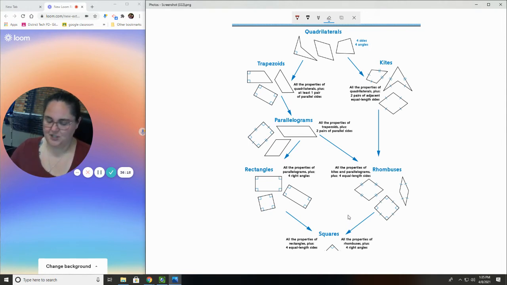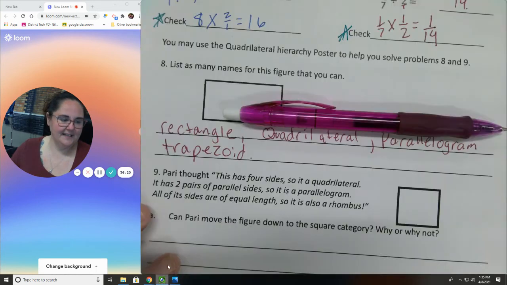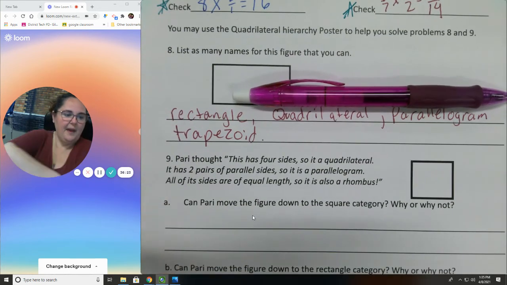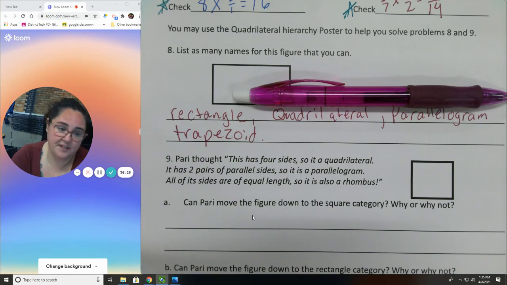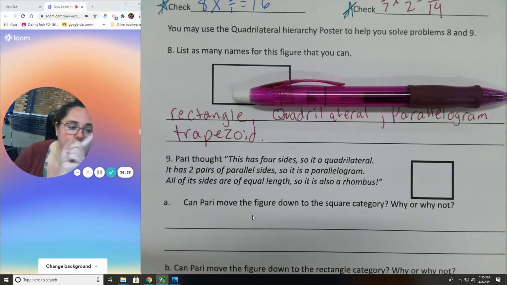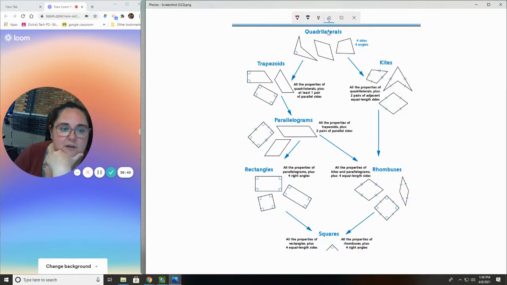The next question on our study guide. Perry thought, well, this has four sides, so it's a quadrilateral. It has parallel sides, so it's a parallelogram. All of its sides are equal length, so it's a rhombus. Okay, so he said quadrilateral, parallelogram, rhombus. Okay, let's see. Quadrilateral, parallelogram, rhombus. Can we go anywhere else with this shape?